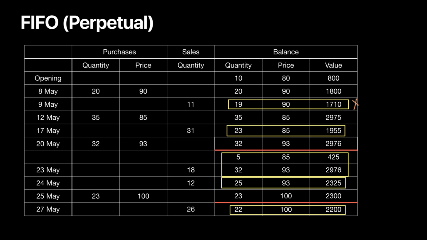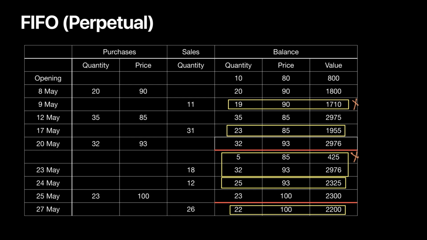Now for 18, I will sell it from this stock over here, right? Because remember, everything else has been wiped out. You're starting from here. So you will sell 18 units from this batch. So you'll be left with 5. That's over here at 85. And this 32 is as it is. So this 32 is also part of my balance. But on 24th, when I sell 12, so I will sell this 12 from this 5. So now this 5 will also be wiped out. This is no longer there. I have to sell 7 more. I'll sell 7 from this batch.